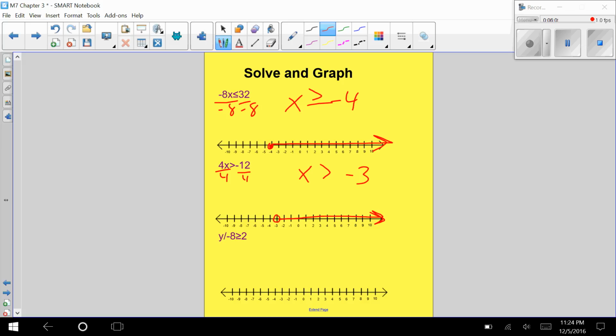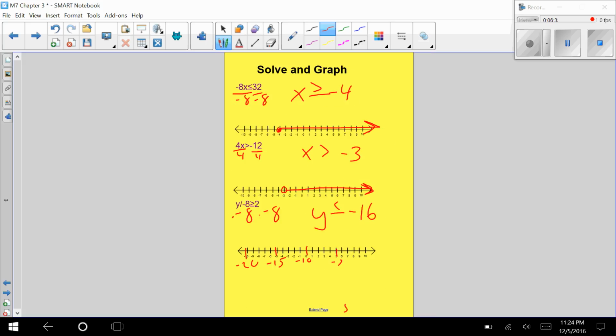y divided by negative 8 is greater than or equal to 2. I'm going to multiply both sides by negative 8 now. I get y and a negative 16. I multiplied by negative 8, so I flip my inequality around. Let's call this negative 10, negative 15, negative 20, negative 5, 0. So at negative 16, I get a filled-in circle, and my arrow goes to the left.